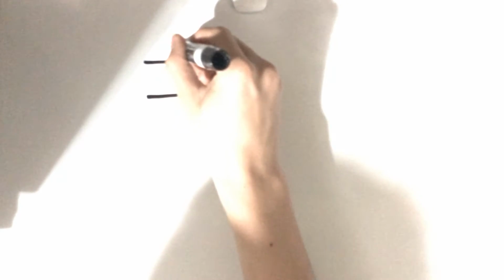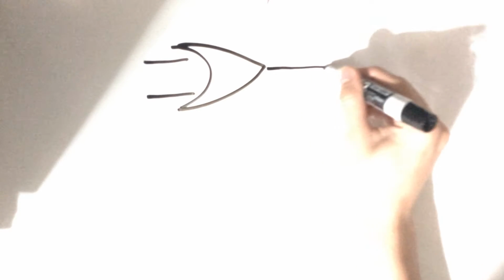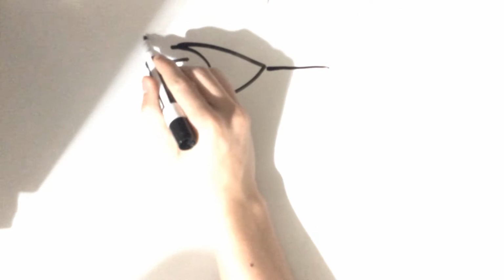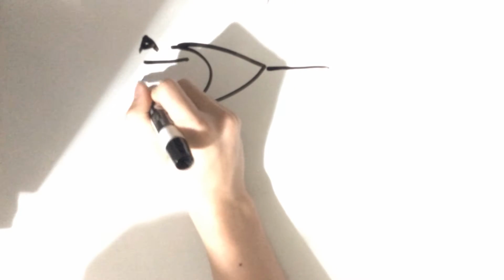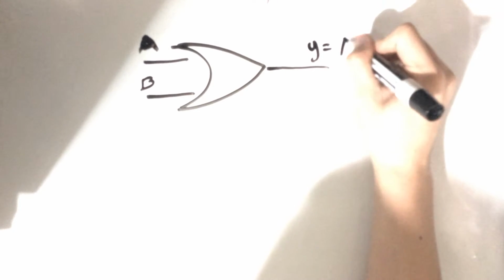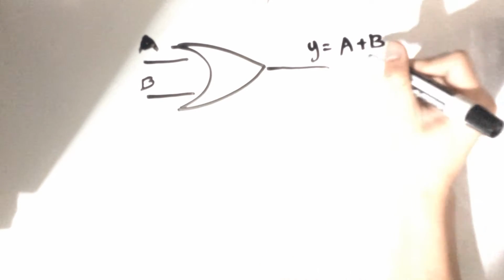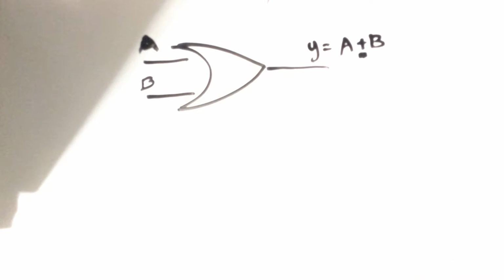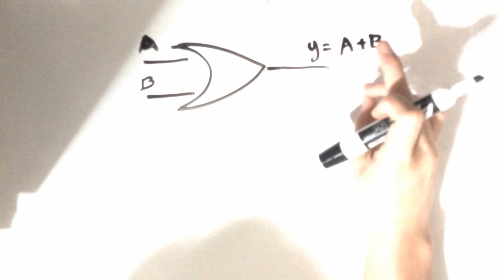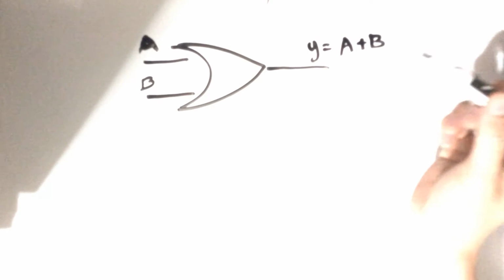Now, let me illustrate that with a symbol here. This is how you represent OR gates symbolically. We have this football shaped thing right here and an output. So, for instance, we have two inputs, A and B, and the output in this case will be A plus B. Now this plus sign right here is basically how you represent OR statements in digital logic.